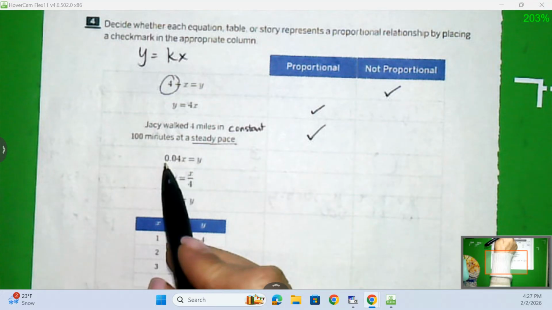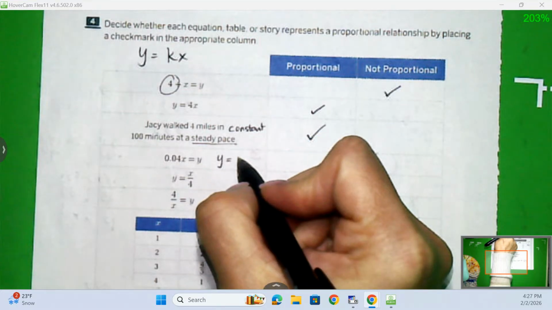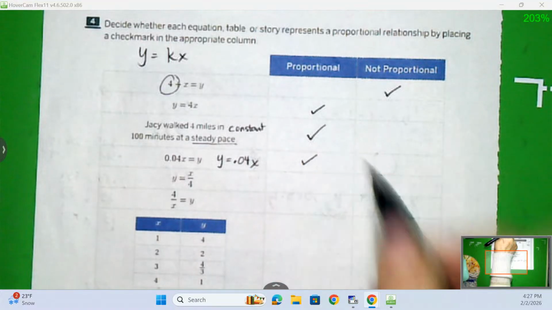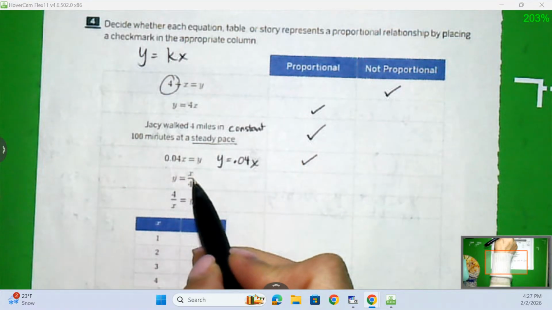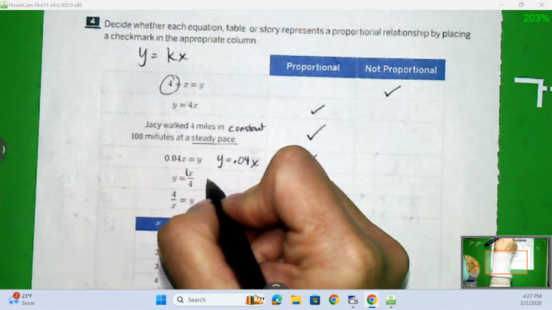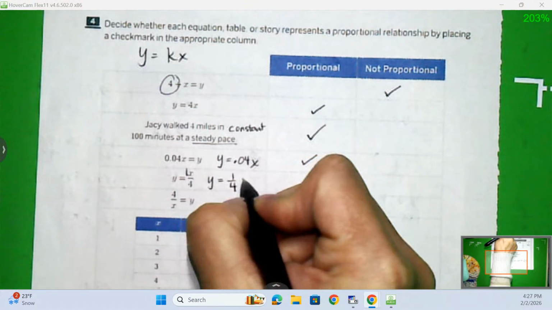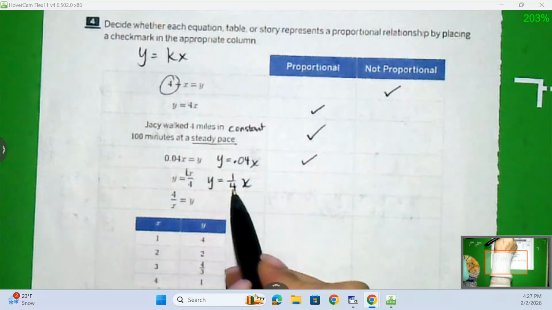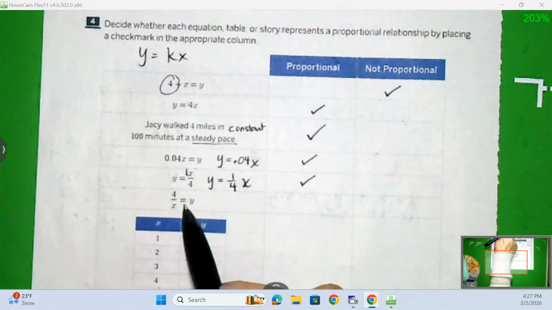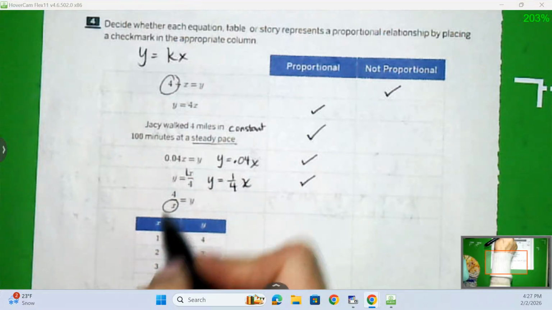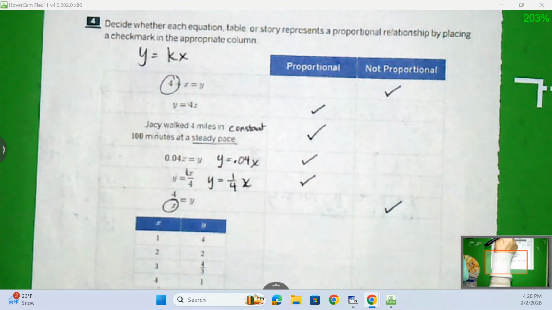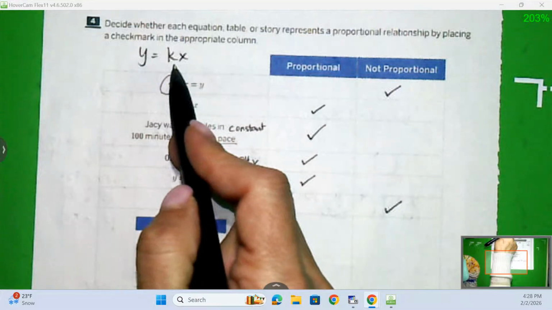Y equals, okay, so this is just written the other way around, but we can rewrite it as y equals 0.04x. So that's in the form. Y equals x divided by 4. Remember, we can put a 1 in front of the x, so that's the same thing as y equals 1/4 x. That still works. You're multiplying 1/4 times the x. Okay, this one is 4 divided by x. It's not being multiplied by x because it's in the denominator, so this is not proportional. Remember, it's k times the x.